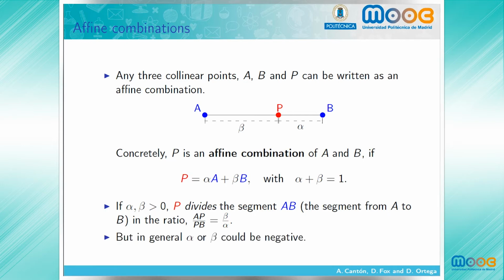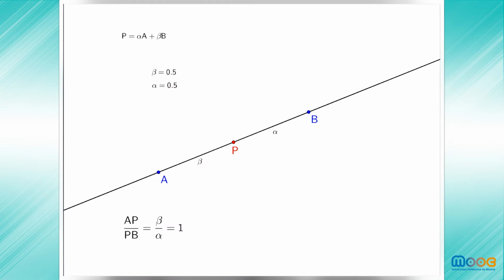As we said before, in general, alpha or beta could be negative. We are going to see what it means for these scalars to be negative. On the screen, we can see a point P which is an affine combination of the points A and B, with coefficients alpha and beta. In this case, alpha and beta are equal to 1/2. They add up to 1. Then the ratio beta over alpha is 1.